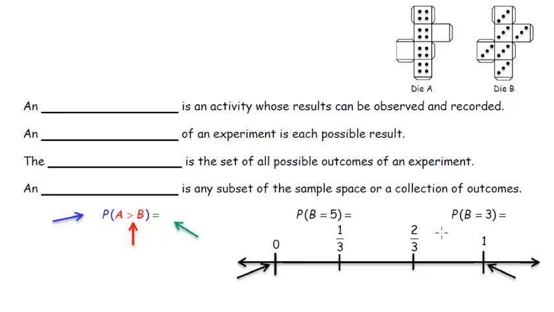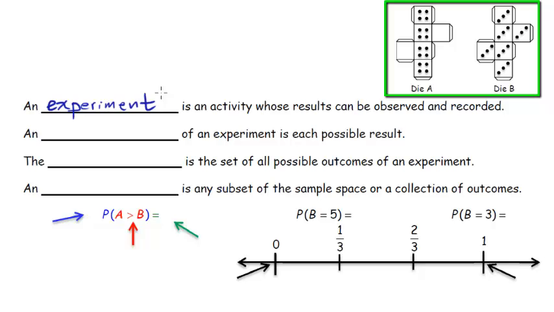So to start off here on page 32, an experiment is an activity whose results can be observed and recorded. So in class last time, the experiment that you guys were performing was rolling these two dice. One student had die A over here in the corner, and the other student had die B.